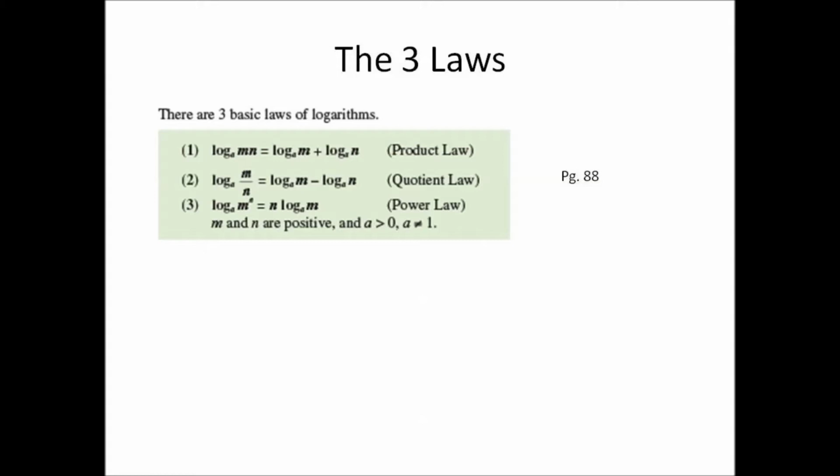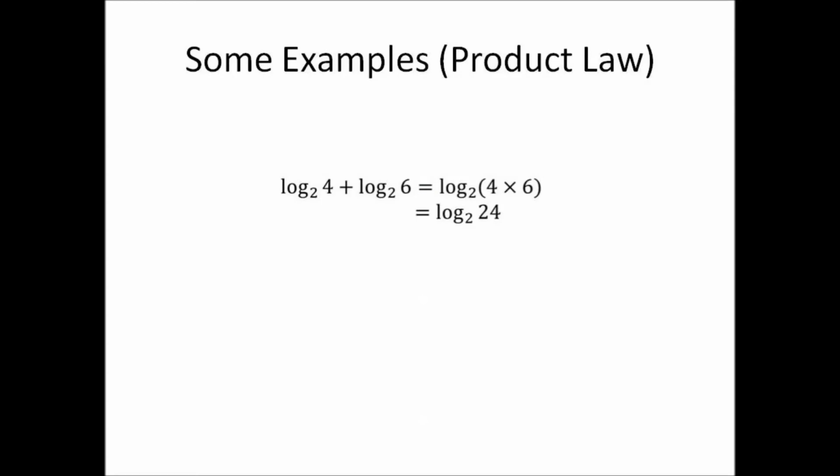Now I guess it would be better if you can start off with some examples for you to see how it can be applied. So first of all, let's look at how product law can be applied. Looking at the example, log 2 4 plus log 2 6 is equals to log 2, and the 4 and 6 will be multiplied together by, again, looking at the product law. Eventually the answer will be log 2 24.